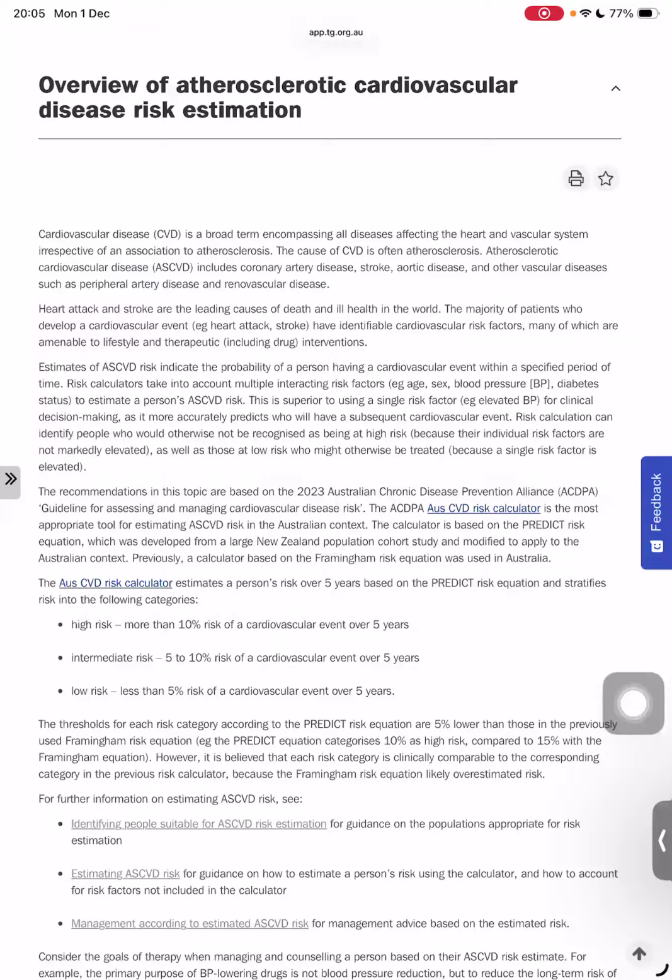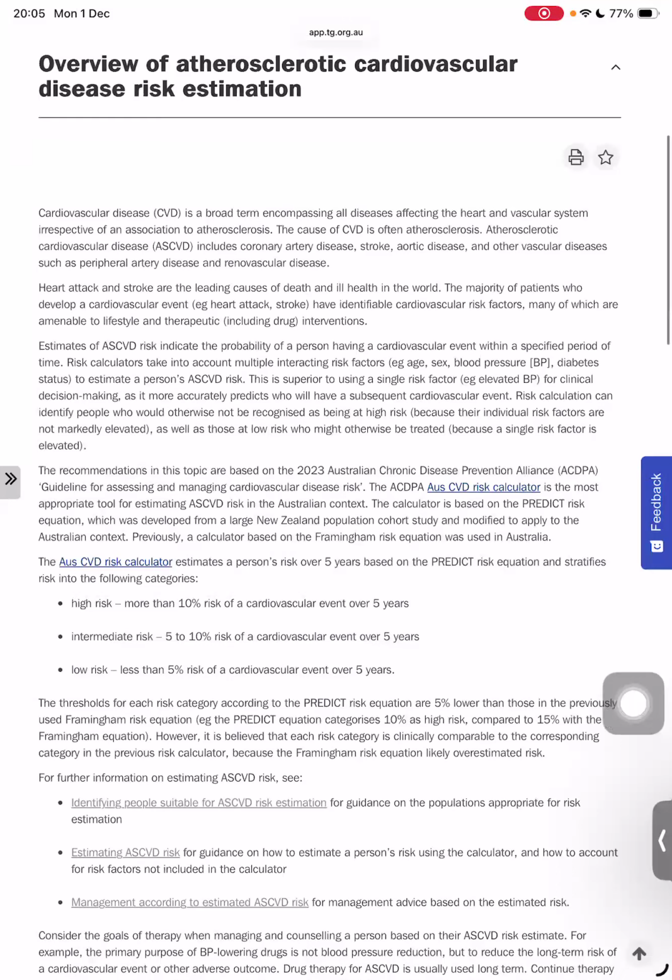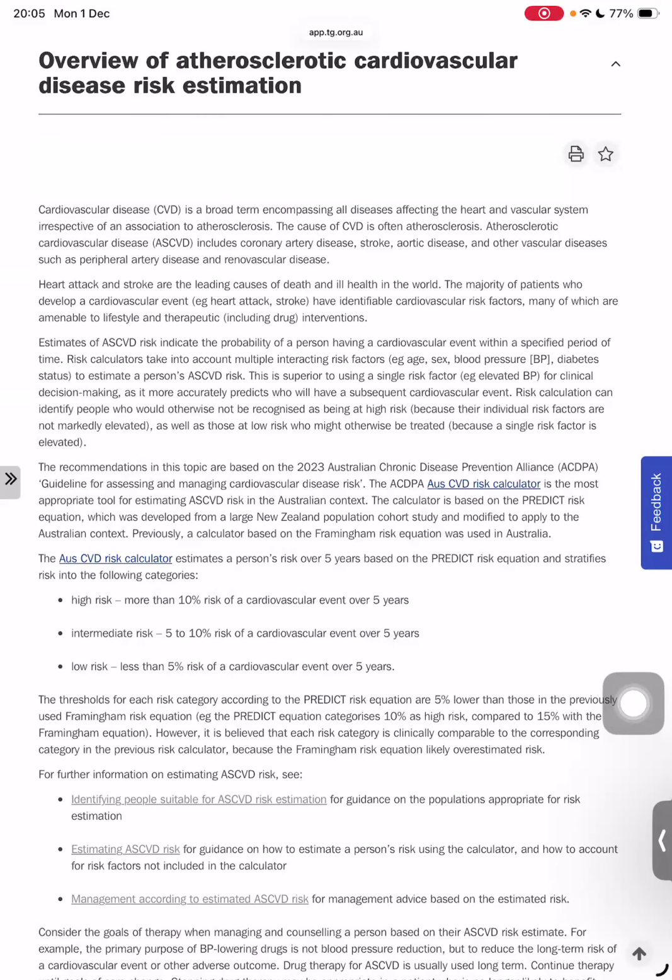So here, risk estimation, usually we predict the patient's chance of a cardiovascular event or some cardiovascular disease within 5 years. Here we should assess the patient's future risk within the 5 years, right? For that, we are using a risk calculator, because using the risk calculator is better than using a single parameter, right?